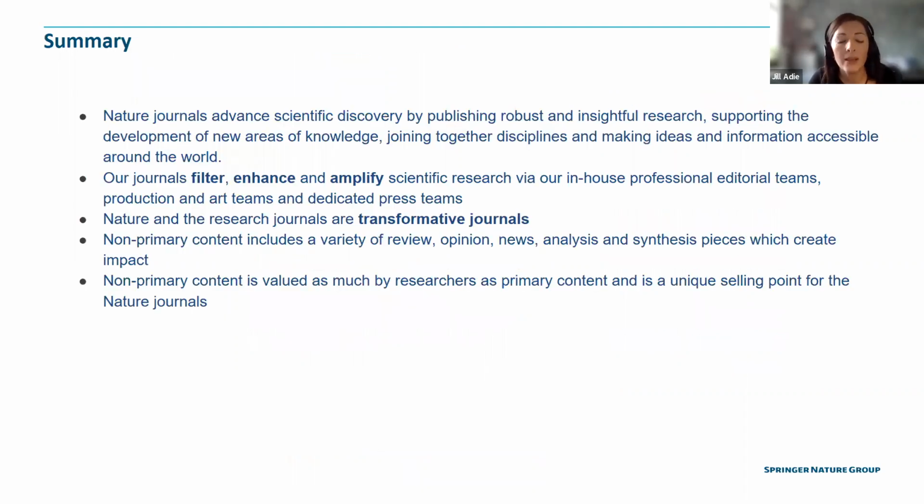And here's just a summary as well of everything that I've talked about. So Nature journals advance scientific discovery by publishing robust and insightful research. Our journals filter, enhance, and amplify scientific research with our in-house professional editorial teams. Our journals are transformative journals, and we looked as well during our presentation at primary and non-primary and the difference between the two and how they're useful.